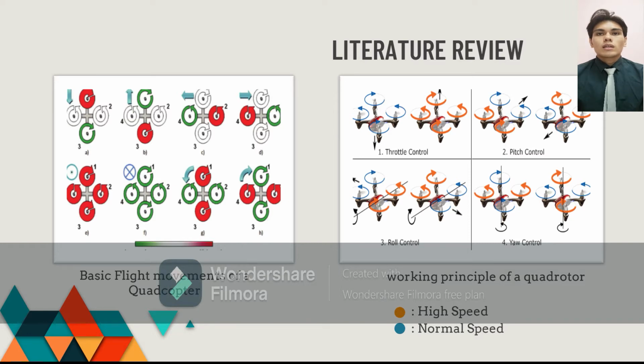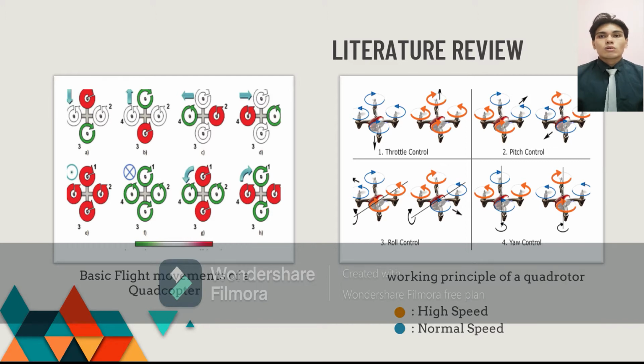The orange color indicates the rotor of the drone is spinning at high speed. The blue indicates normal speed. For the drone to move upwards, all 4 rotors have to spin simultaneously at a high speed. While when the drone is moving downwards, the rotors have to spin at a normal speed so the drone can hover downwards.